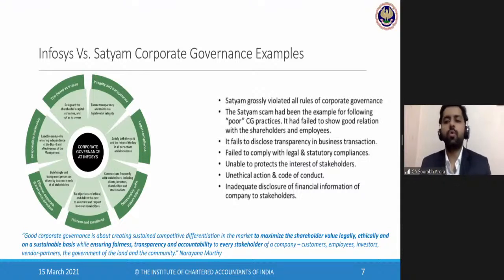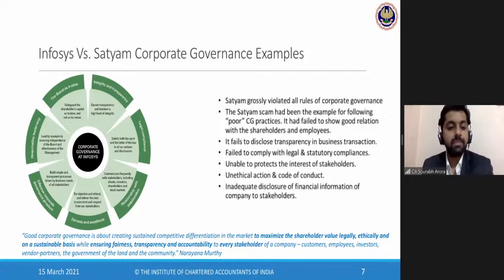It had failed to show good relation with the shareholders and employees. Both are the stakeholders of the company. It failed to disclose transparency in business transactions, and failed to comply with legal and statutory compliances. That is, it did not deal fairly with even the government, which is also one of the stakeholders. Then it was unable to protect the interests of stakeholders, showed unethical action and code of conduct, and gave inadequate disclosure of financial information of the company to stakeholders. So all of the elements of good corporate governance were compromised over here.